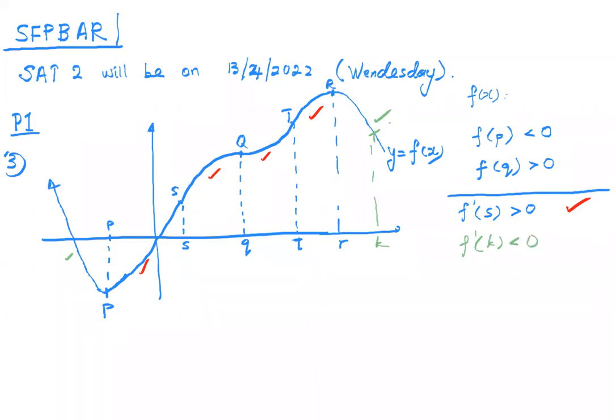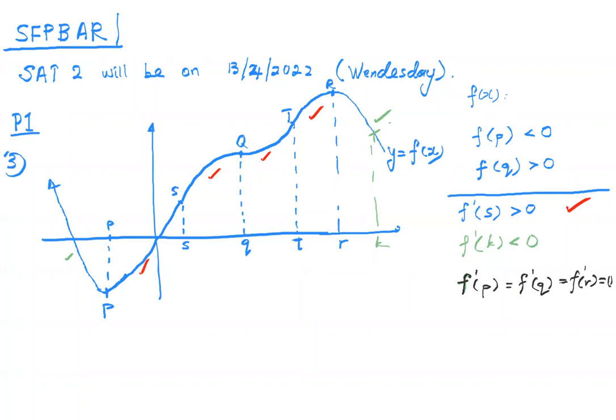That's all I know. But there are three very important points where I know the value of f'(x). So what are they? Can you tell me? f'(P) equals f'(Q) equals f'(R) equals 0. You're right. Why?